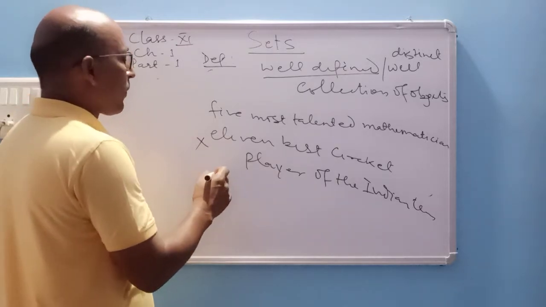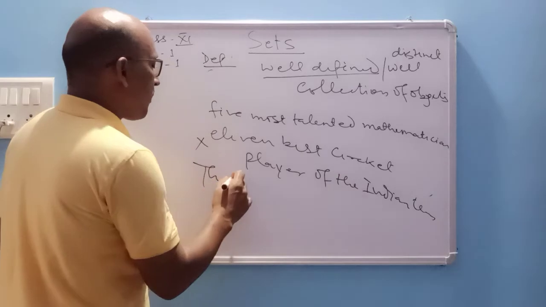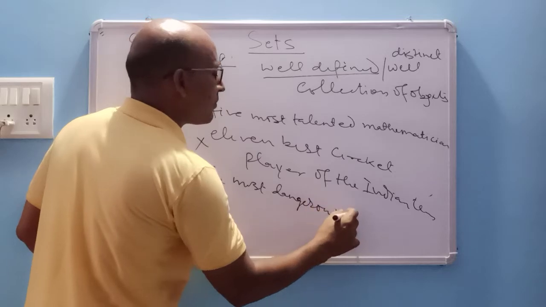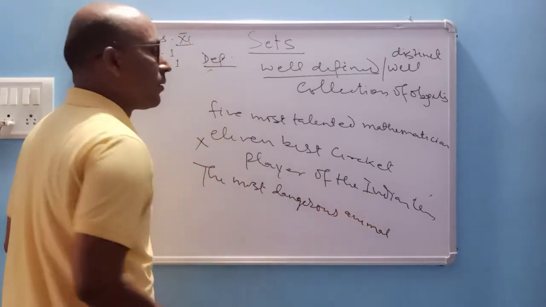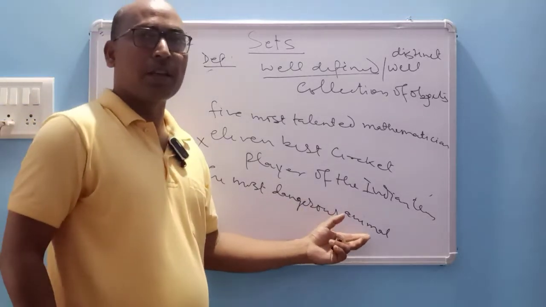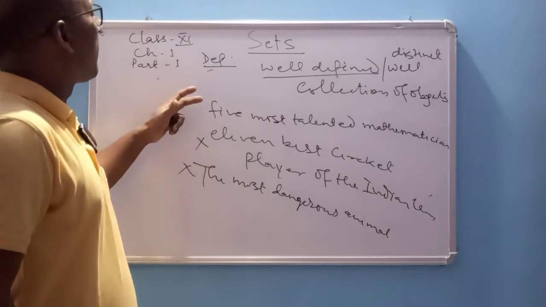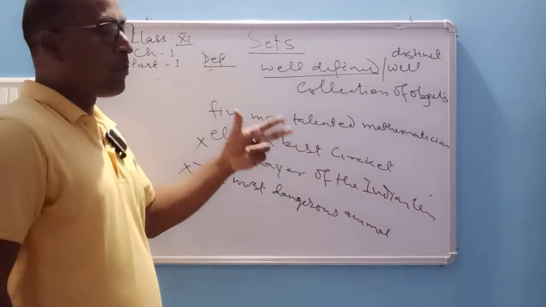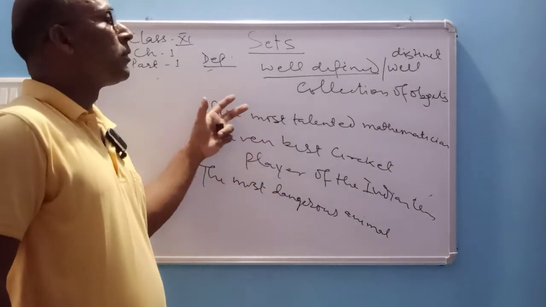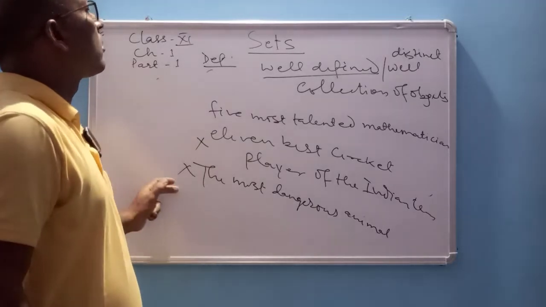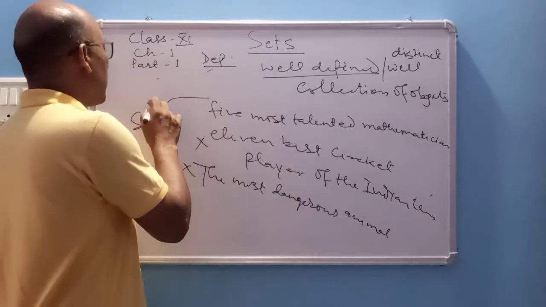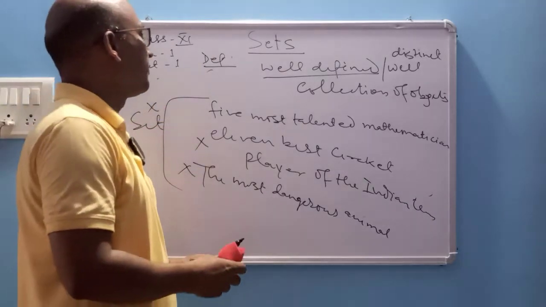And in the same way, if we say the most dangerous animal in the world, this also does not fulfill the criteria to be called a set. So where there is an adjective like most talented, best cricket, most dangerous, most beautiful, these collections are not well defined, so they don't qualify for the set. This is not a set. Okay.